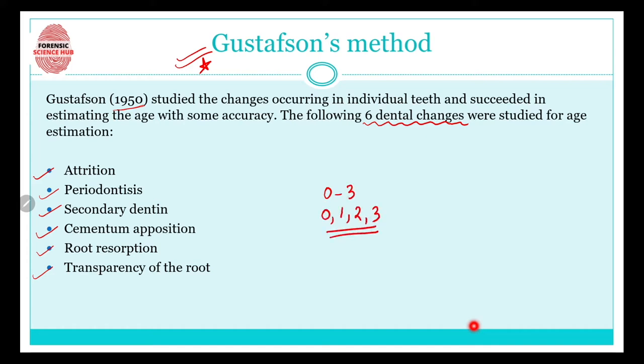Ranks were given. For example, attrition, A is the symbol for attrition, and A0 means there was no attrition. A1 means that attrition is there in the enamel. A2 means attrition is there in the dentine. A3 means attrition has reached the pulp area. So all these dental changes are scaled, right? So you can check that video out. I have explained the entire Gustafson method very clearly in that particular video.